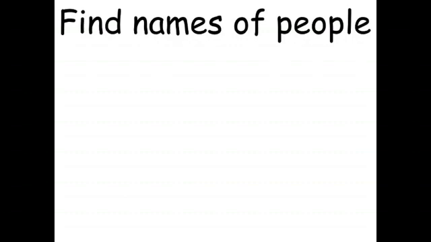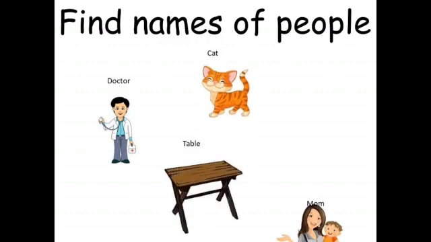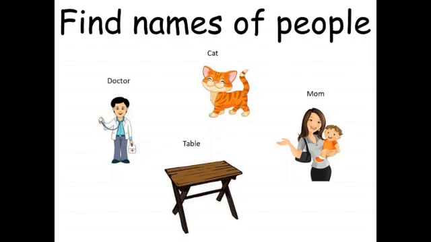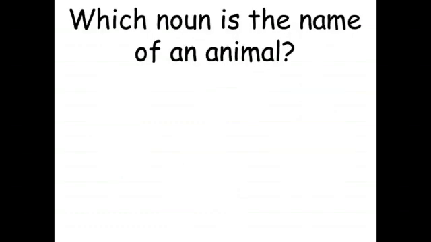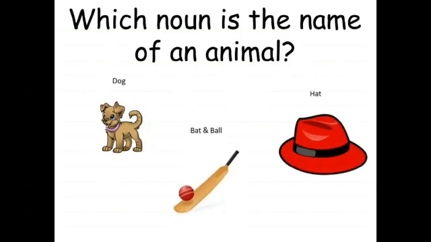Let's do a small exercise. You have to find names of people, and your options are doctor, cat, table, mum. I know you know it. Mum is a name of a person, and doctor is a name of a person as well. Very well done. Let's move forward. Which noun is the name of an animal? Is it dog, bat, ball, or hat? Think about it. Yes, you're right. It's a dog. You're doing very well.